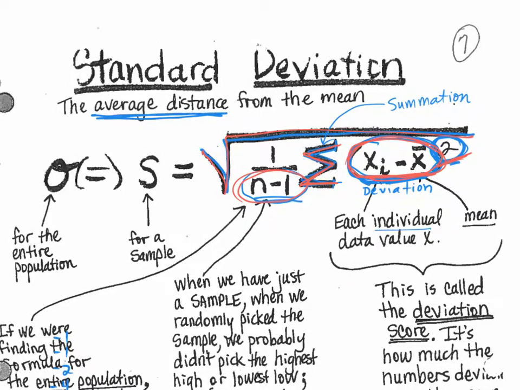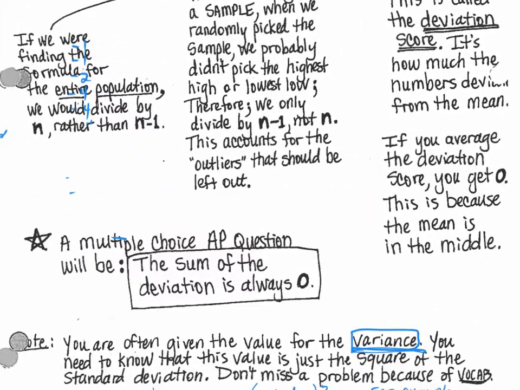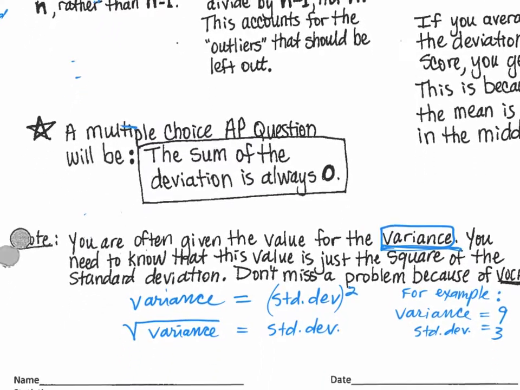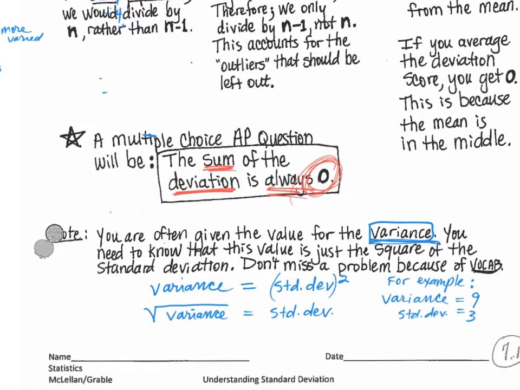Okay, one little last tidbit. We've already kind of said this, but do you remember that the sum of all of those deviations, the sum of all those negative values plus the positive values, summed up to 0, and that's always. The sum of the deviations is 0. That's a rule. That's a common multiple choice question on the AP exam. So there's a couple of tidbits to keep in mind.